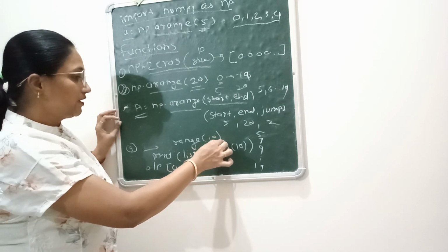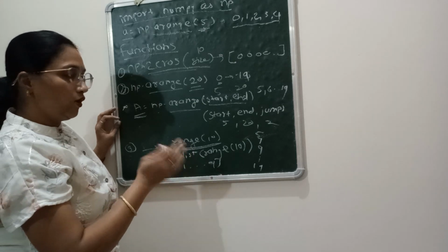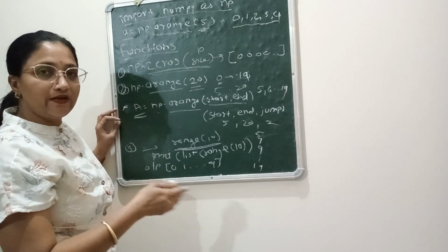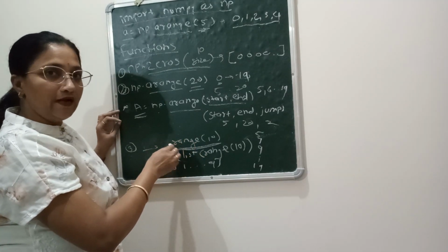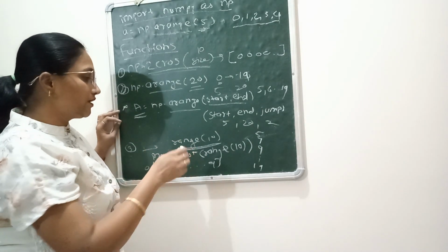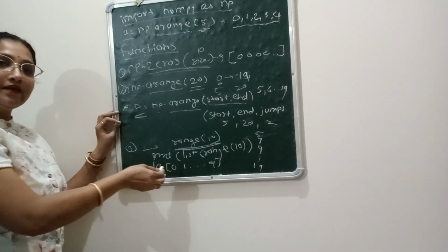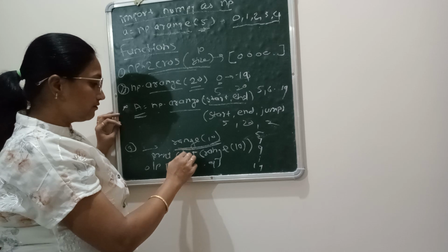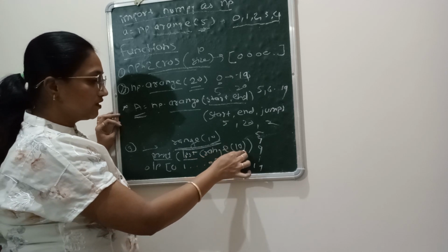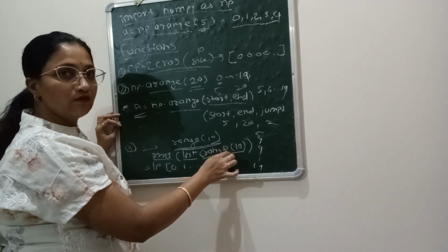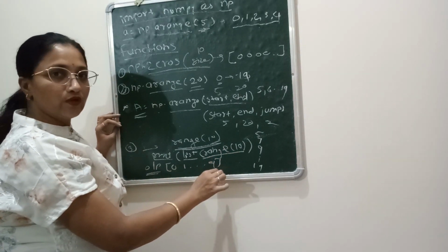Now next is the range function. The range function will actually not allocate memory for any elements, it will simply generate the numbers, and it is useful while running loops. If you want to run a loop and get the numbers continuously, you will use the range function. Suppose you want to create a list with the help of range, we can write print list range of 10. So what will be the numbers here? 0 to 9. The output will be 0 1 2 3 up to 9.